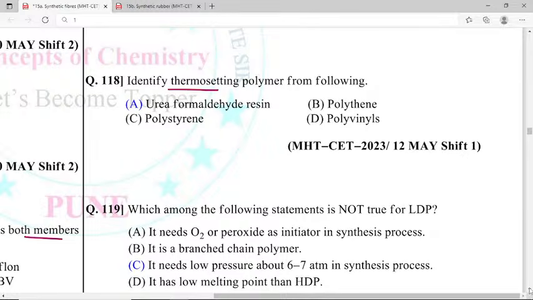Identify the thermosetting polymer from the following. Thermosetting polymers do not melt on heating, so urea formaldehyde resin is the answer. Next, polystyrene, polythene, polyvinyls are the examples of thermoplastic polymers, because on heating they melt.